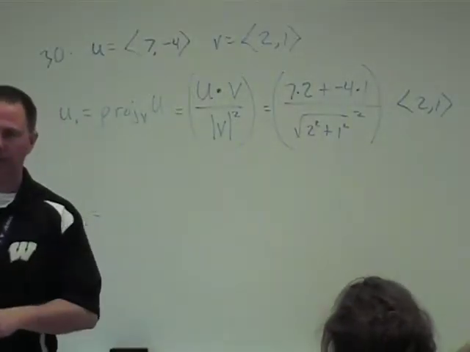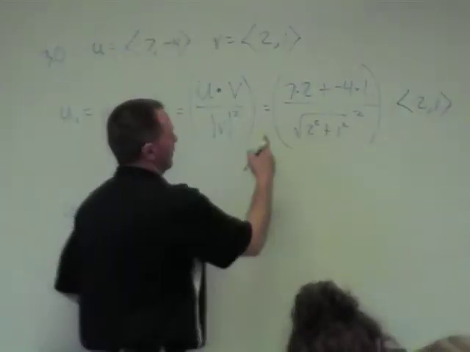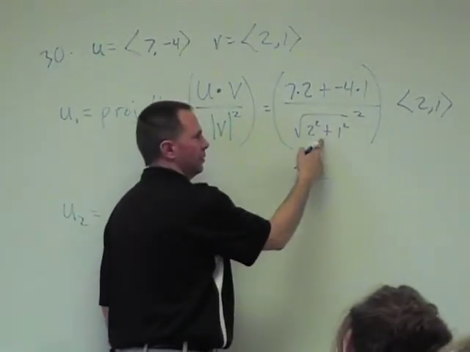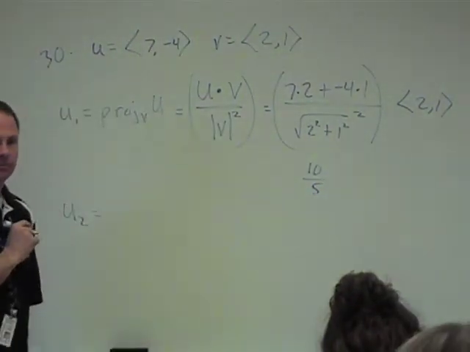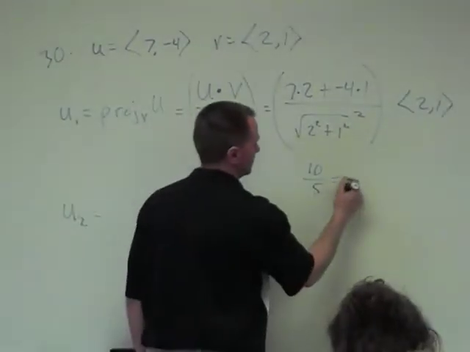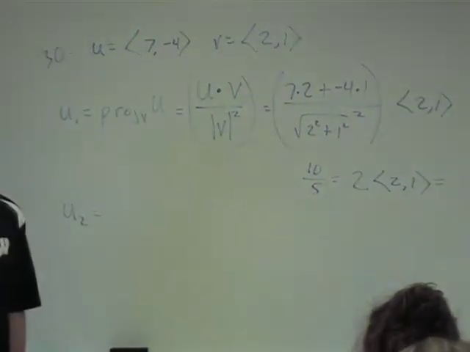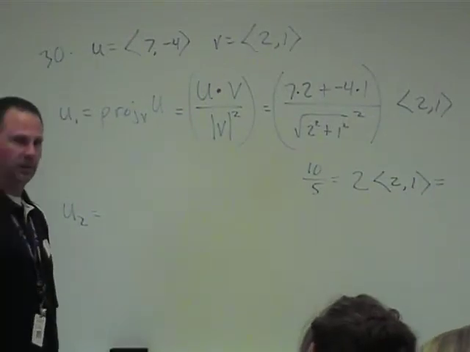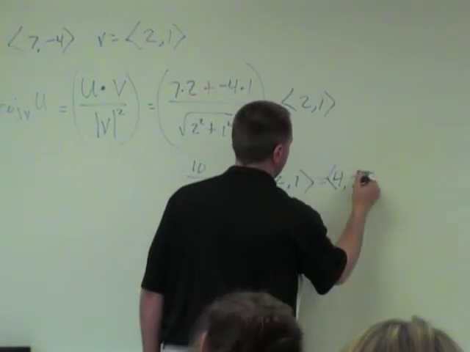So we're just plugging in values, putting together what we've learned in section 1 and already in section 2. So this is 14 plus negative 4, which is 10. 4 plus 1 is 5. The square root of 5 squared is 5. And that's 2. Times the vector 2, 1. Good. And you get 4, 2. And that's a vector.